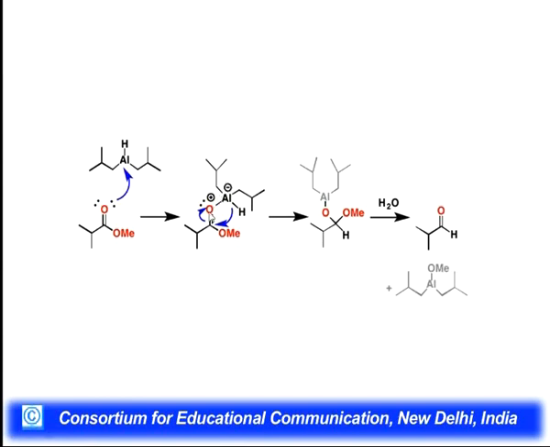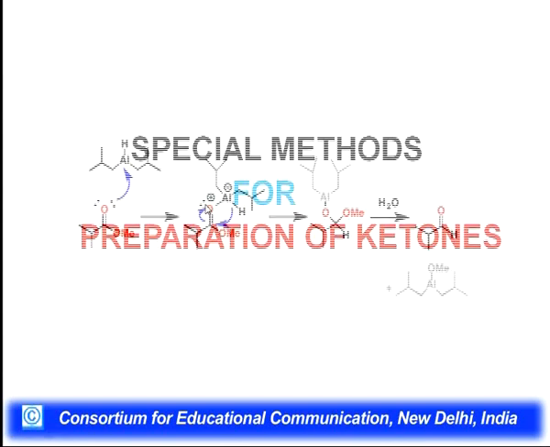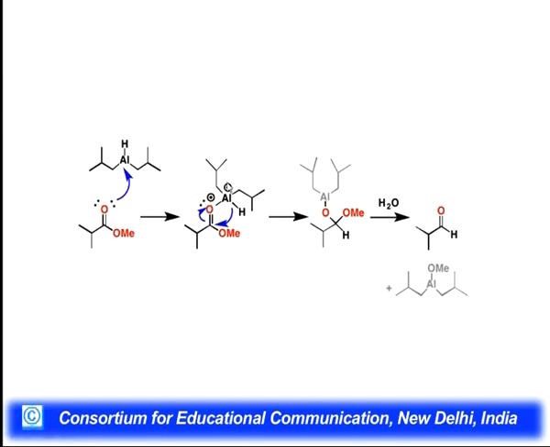In the next step, the pi electrons will move to oxygen, as a result of which the positive charge on oxygen is neutralized. At the same time, the hydride will move from here and attack this carbon, resulting in formation of this intermediate. Now this intermediate, on hydrolysis with water, will give us an aldehyde.